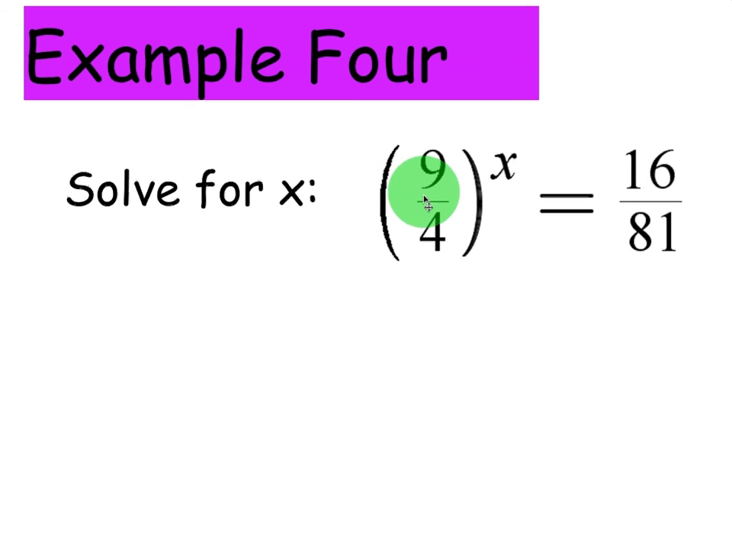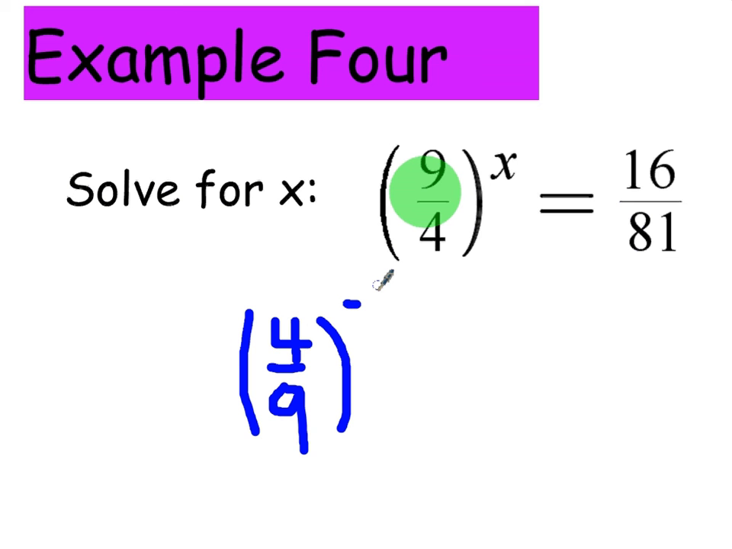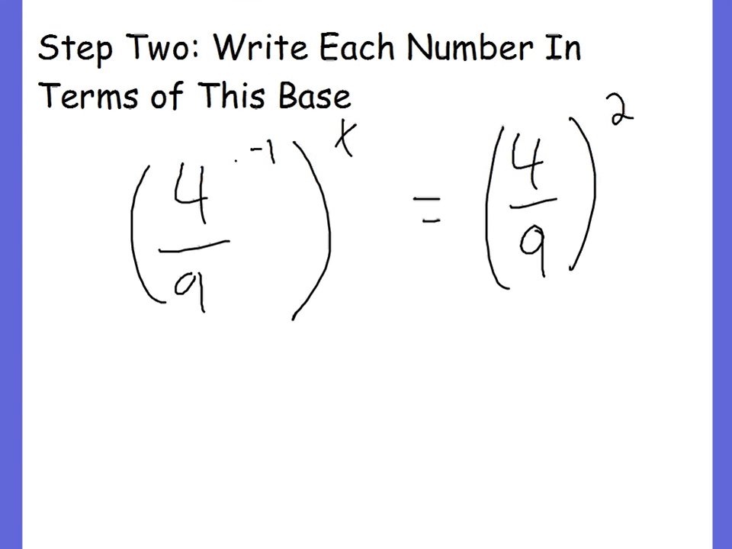How would you write 9 over 4 as base 4 over 9? -1. Yeah, and let me explain that for those of you who don't see that. So if you take a fraction and you raise it to the -1 power, what you're actually doing is just flipping that fraction. Okay? So for example, 4 over 7 to the -1 becomes 7 over 4, whatever. So 9 over 4 can be written as 4 over 9 to the -1 because you're just flipping the fraction. So I'm going to write that as 4 over 9 to the -1 power, and on the right 4 over 9 squared.